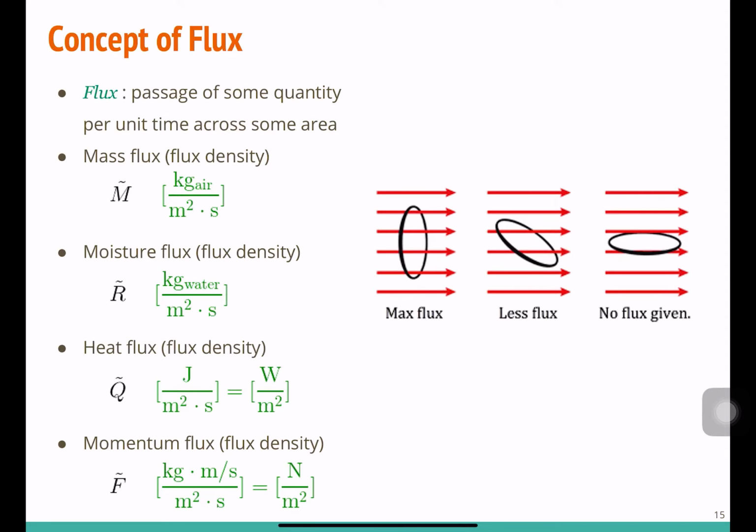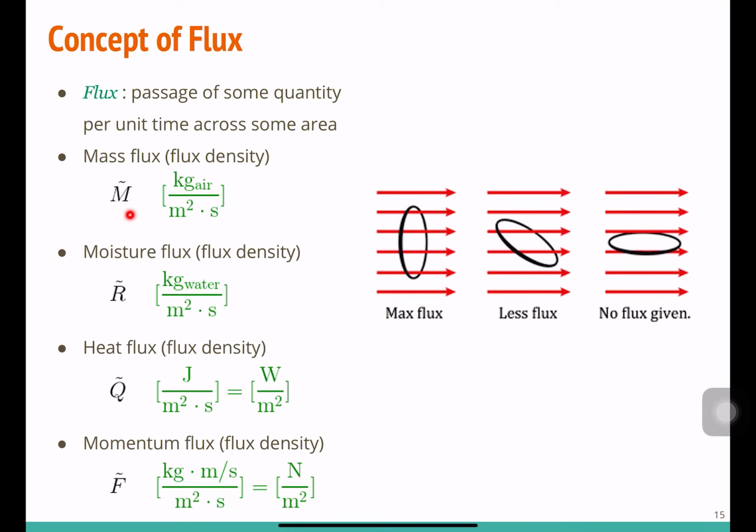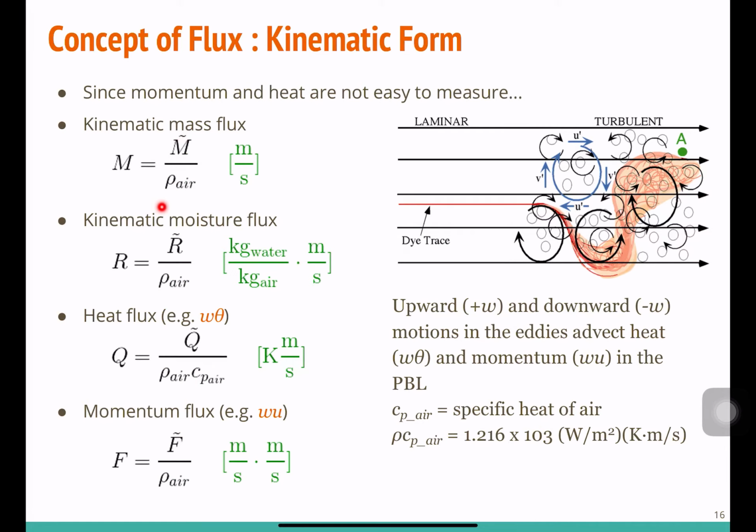So this is the conventional way to study flux, but in this course we talk about the kinematic form of flux. Here we take the conventional flux that we have talked about here, the original flux, divided by the density of air. Okay, and we do that for all of them except for this one. We divide the moisture flux by the density of air, and then we divide the heat flux by the density of air and the specific heat of air. Okay, and also for momentum flux we do the same.